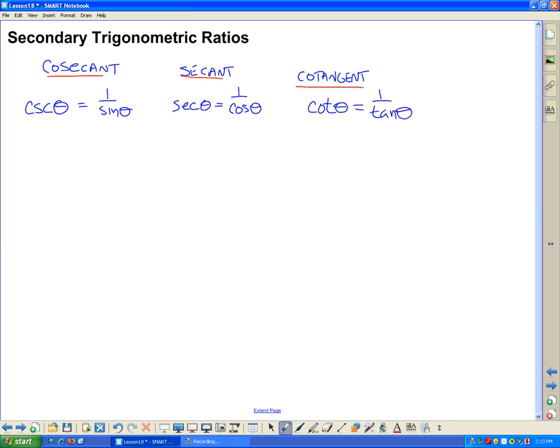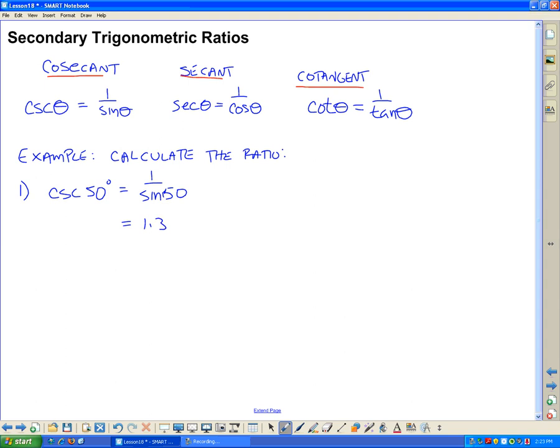Okay, so just a quick example, if you have to calculate with it, it'll just be calculate the ratio. Here we go. So example 1, cosecant of 50 degrees. Well, there's no button on the calculator that's going to do this for you. You have to manually switch this to 1 over sine 50. And then with your calculator, do 1 divided by sine 50. All right? And you should get 1.31 roughly.